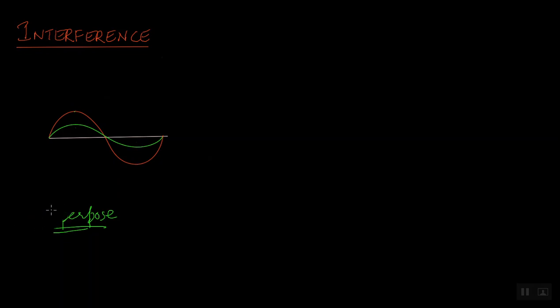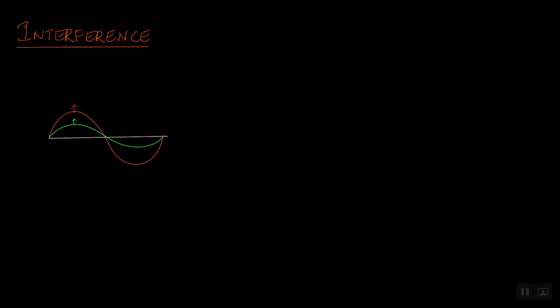Now, if they coincide in this manner, what will be the amplitude of the resultant wave? If you look at this particle here, the green particle is going in this direction, it is pulling in that direction. The red particle is also pulling in that direction. So basically, this crest portion of the wave will become bigger, because these two particles are pushing in that direction. So the resultant wave will be something like this.